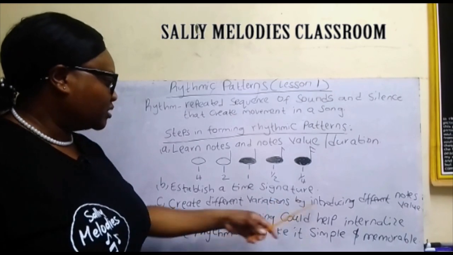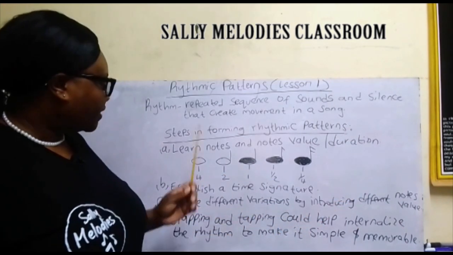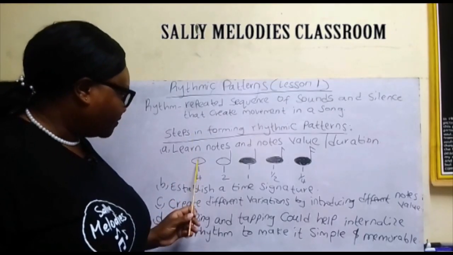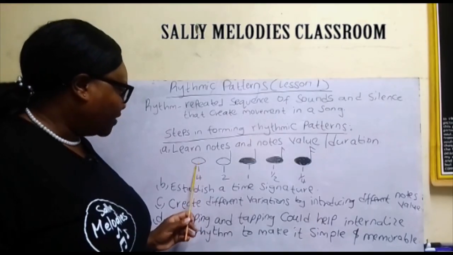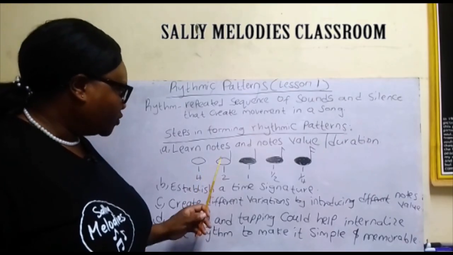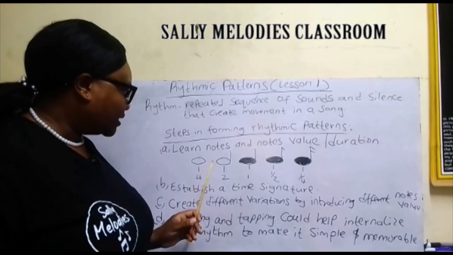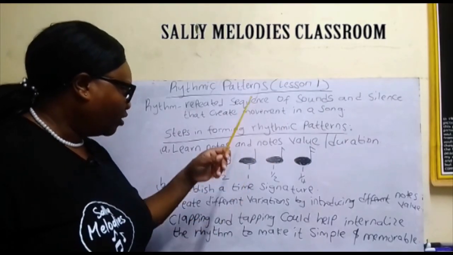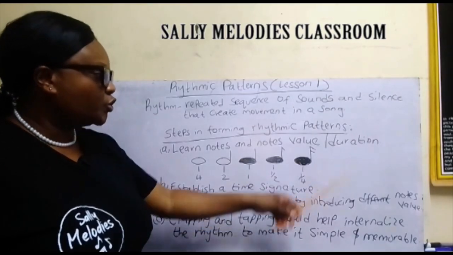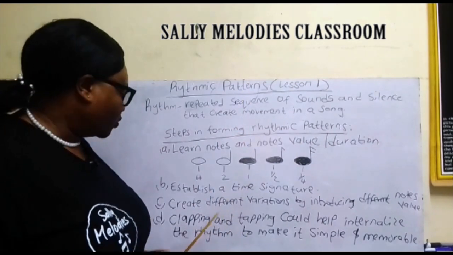You create different variations by introducing different note values. For example, this is a semibreve and it is 4 counts. You can take this semibreve and divide it into 2, whereby you get 2 minims. And then you take that minim and divide it into 4, so that you can get maybe 4 quavers, like that. Different variations by introducing different note values. We shall look at that in the coming lessons.